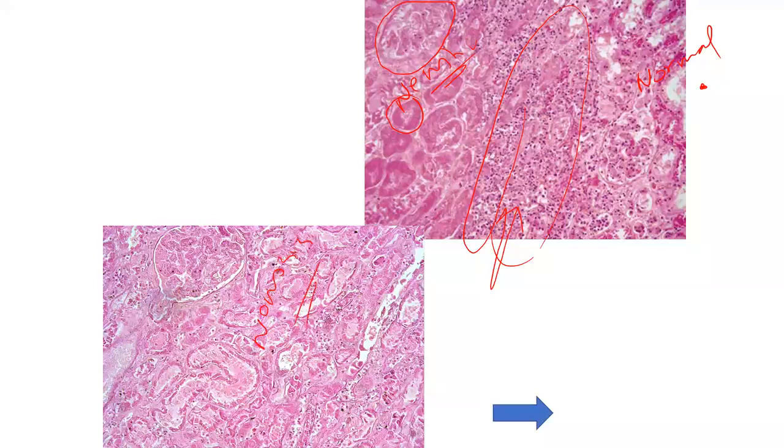Look at the picture below. What do we have here? Normal, necrosis, or both? Yes, you just have necrosis. You don't have any normal tissue in this view.